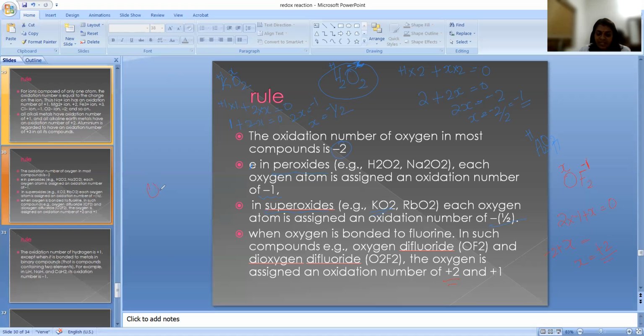And for O2F2, we don't know the oxidation number of oxygen, and we know fluorine is -1. So we write 2 into X plus 2 into -1, total equal to 0. So 2X minus 2 equals 0, 2X equals +2, X is 2 by 2, which is +1. So the oxidation number becomes +1. So these are the different oxidation numbers of oxygen: -2 most common, in peroxide it is -1, in superoxide it is -1/2, and with fluorine it is positive, +2 and +1. Now let us see the next rule.